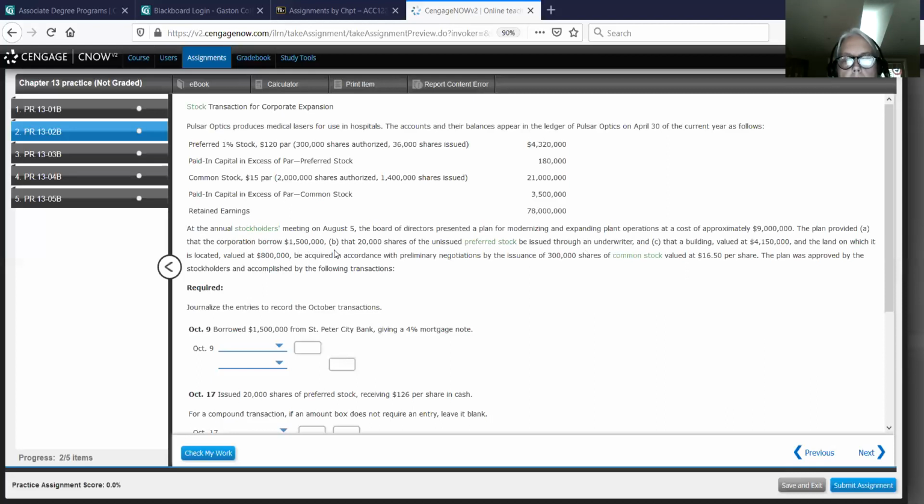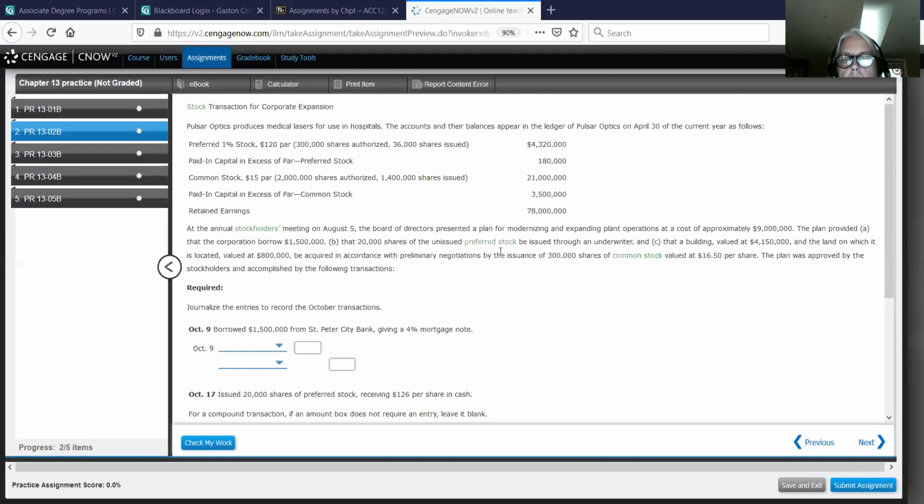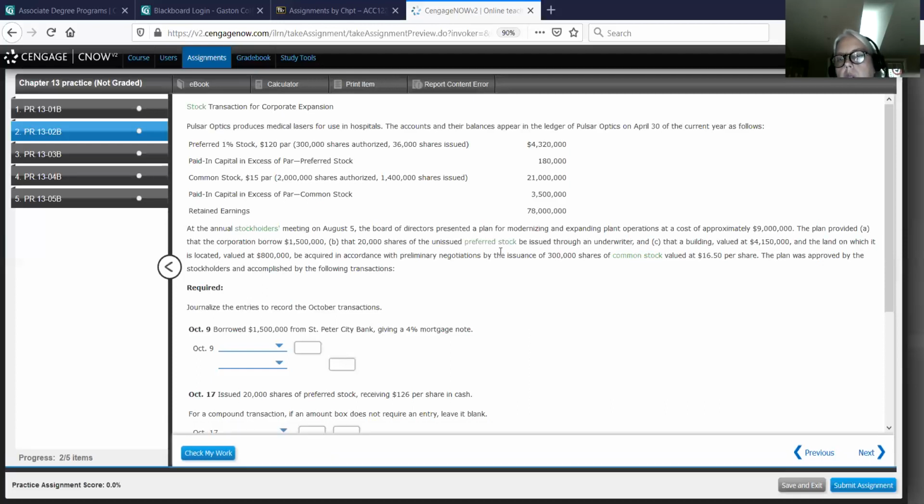And part of the plan was also that in B, 20,000 shares of unissued preferred stock were going to be issued through an underwriter. So we're going to issue some of our preferred stock to an underwriter. And part C says that a building is valued at $4,150,000, and the land on which it is located is valued at $800,000.